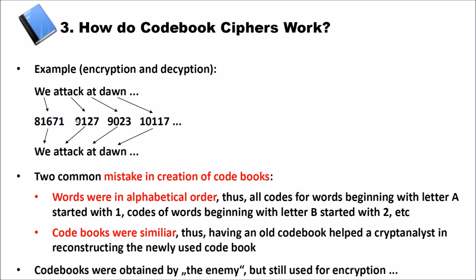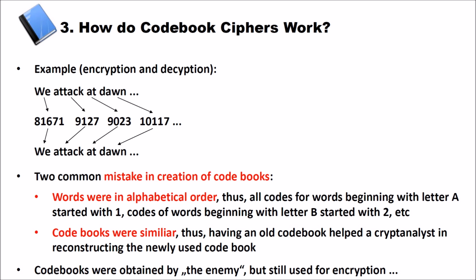And you find these numbers, of course, in the codebook. And then on the receiver side, the receiver looks up this number here, sees, oh, this is "we", then this number is "attack", this number is "at", and this number is "dawn". And now I have two common mistakes that were made in creation of codebooks in history.